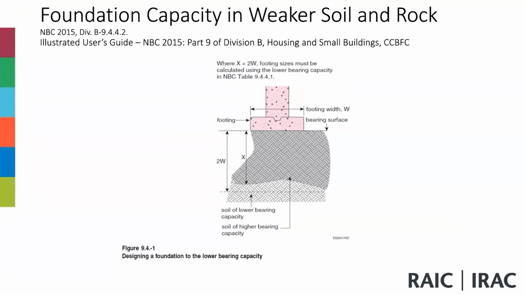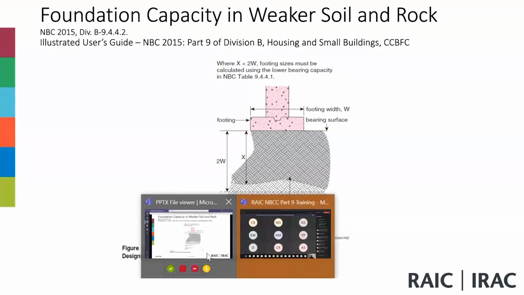So what this is showing is that the footing width is W, and the bearing pressure on the footing. If you have some kind of soil that is of lower bearing capacity than the higher bearing capacity, then you need to design for the lower bearing capacity if you have lower bearing capacity soil within twice the footing width. That's what 9.4.4.2 is telling you, and this is an illustration of that provision in the illustrator's guide.